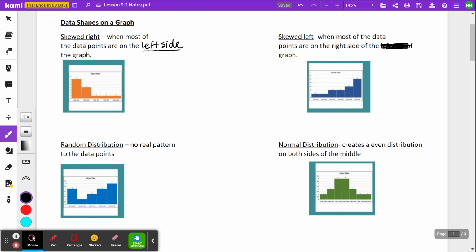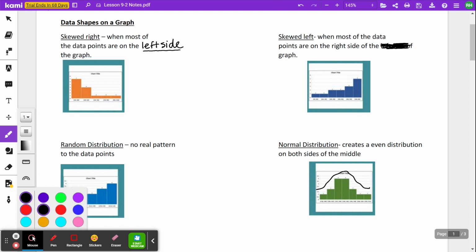Okay. The bottom two, random distribution, means that there really isn't a pattern to the data. It just kind of goes up and down and does all sorts of things randomly with no set pattern. And normal distribution creates an even distribution on both sides in the middle. So that's that bell curve that I was just talking about earlier in 9-1. So it kind of goes up and then it comes back down gradually. It's not exactly the same on both sides, but it creates that pattern.